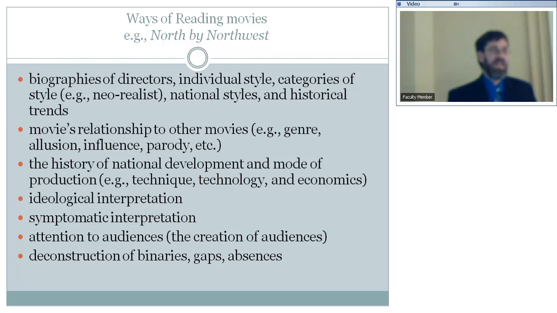So this happened in the 1970s when they first started making movies with African American characters. You had organizations like the NAACP and the Black Panthers who were organizing their audiences before the movie would come out, so that the movie had an audience. So another way of looking at movies, and this is getting really fancy, we'll get to this later: the deconstruction of binaries, gaps, and absences. I'm not going to talk about that now, but we'll get to that later.